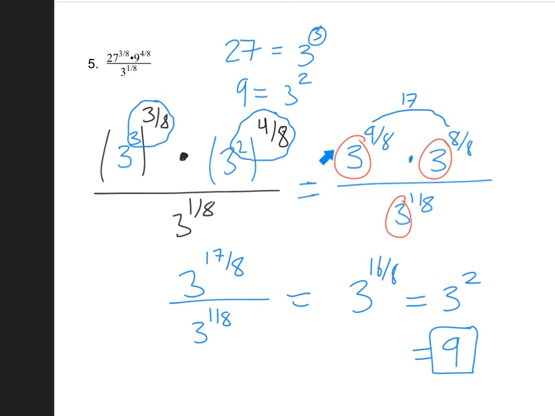And then what I can do here, since I'm multiplying the same term, the exponents will be adding together. So 9 plus 8 is 17. And the denominator stays the same, 8. And then when I divide terms of the same base, the exponents will be subtracting. So 17 minus 1 is 16. And the rest is really easy. 16 over 8 is 2. 3 squared is 9. And there you go.